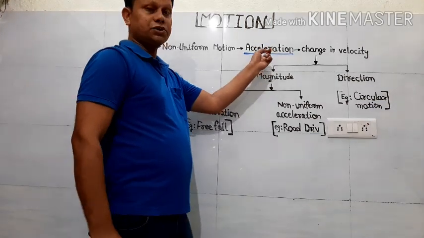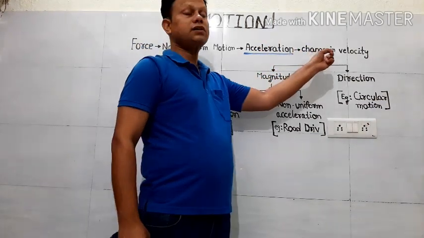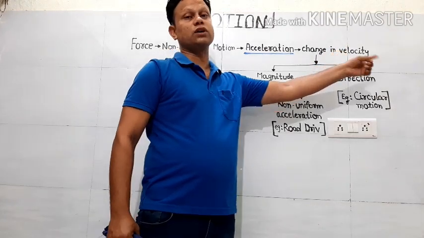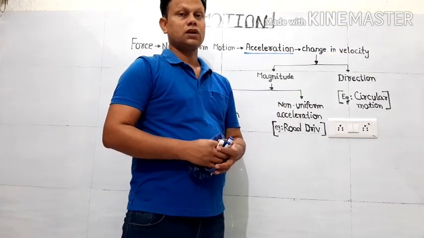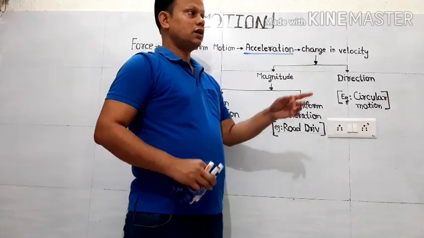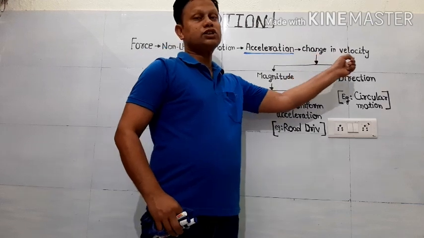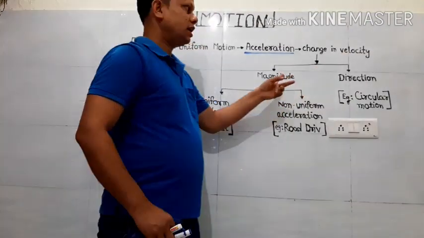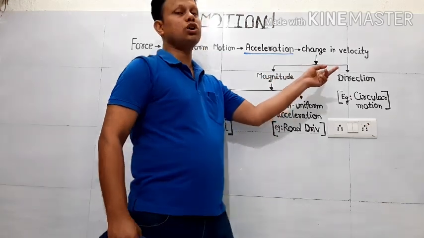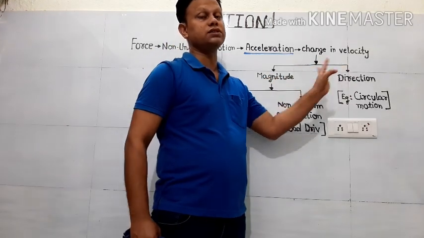Now, for acceleration, there is a basic condition required. There should be a continuous change in velocity. Now, how will velocity be changed? For velocity to be changed, either the magnitude of the velocity or the direction of the velocity should keep on changing.